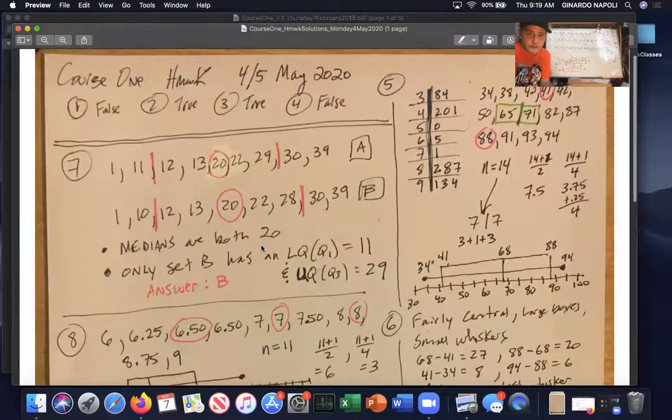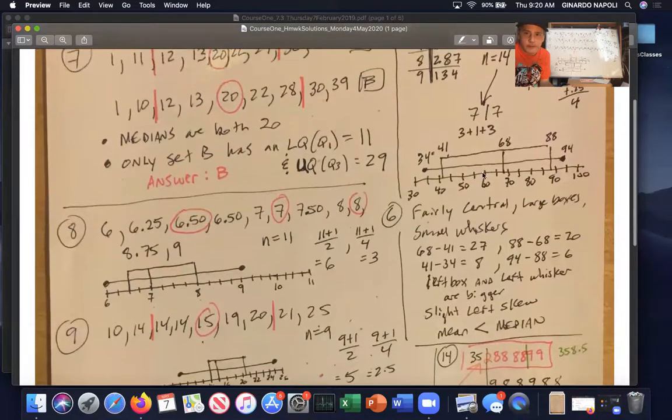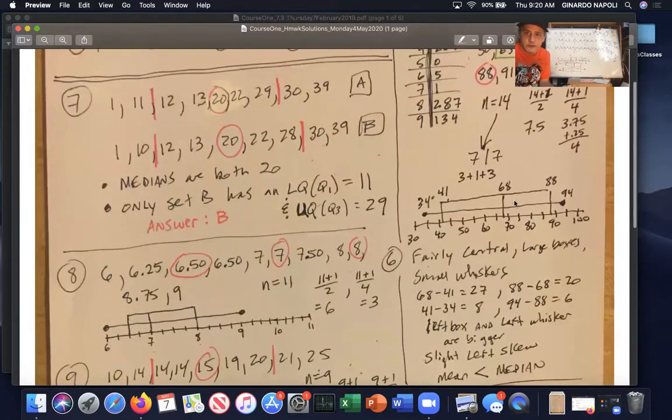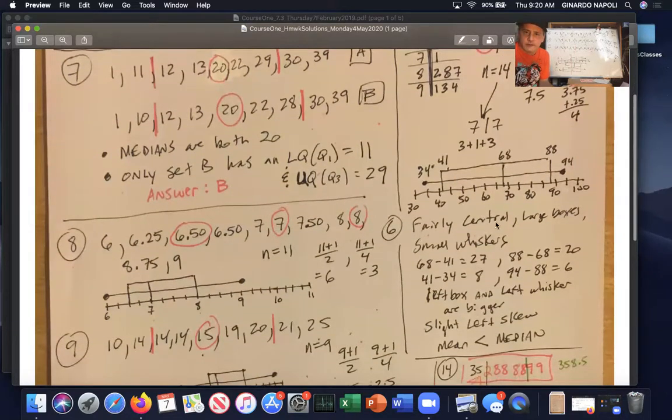So anyway, 7 and 5. See, I like to use these stem and leaf plots, right? And then when you analyze the box and whiskers from number 5, it looked fairly central to me. There was a little bit of left skew over here, right? And the box and whiskers didn't look too big. But if you want to subtract to get the sense of width, you can do that too.